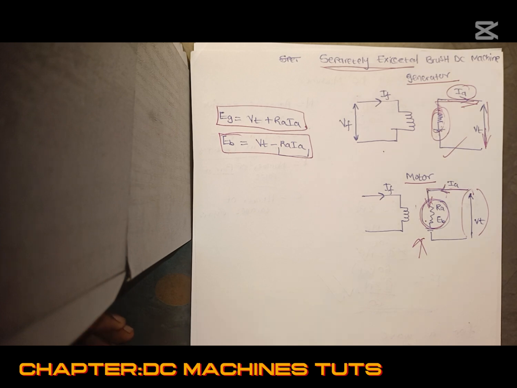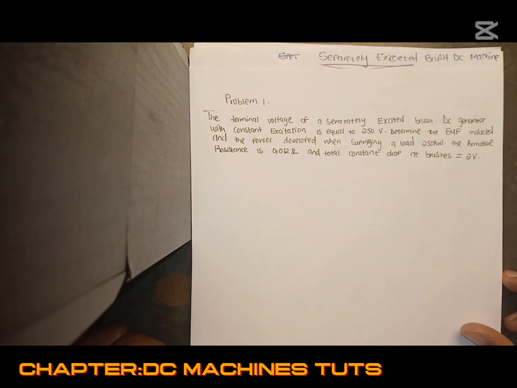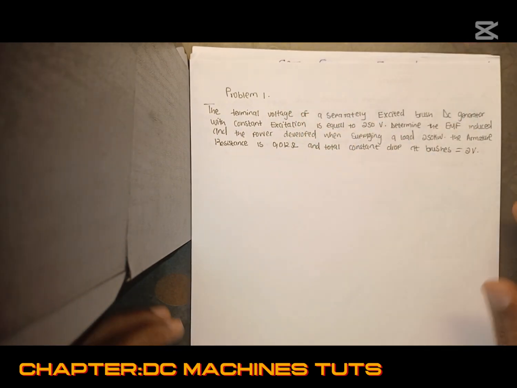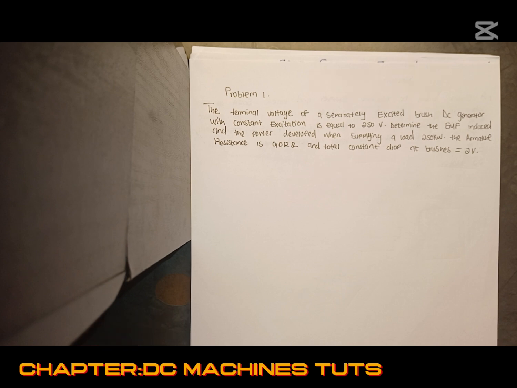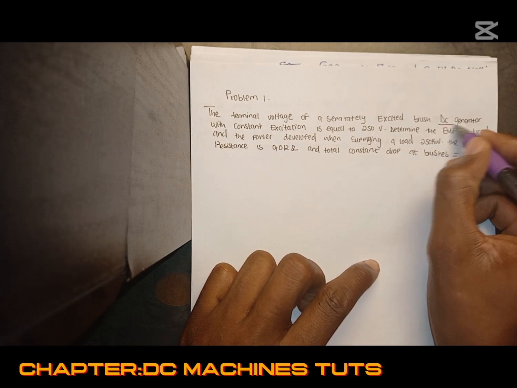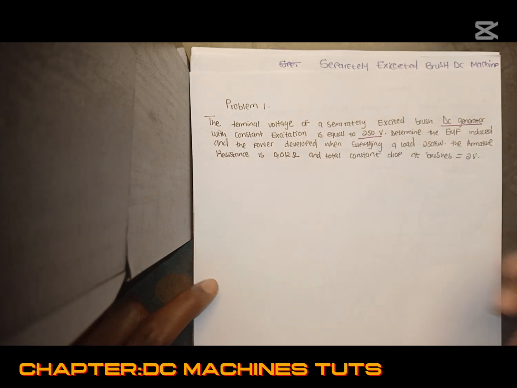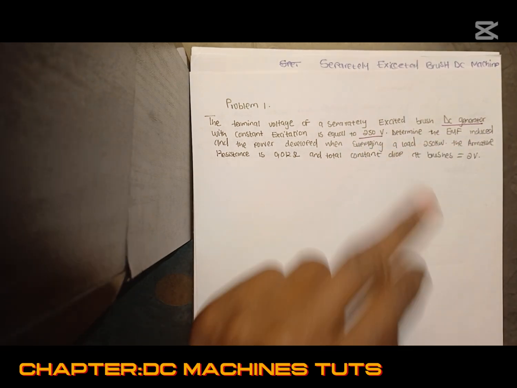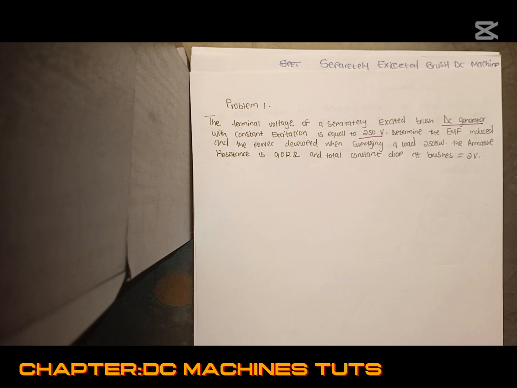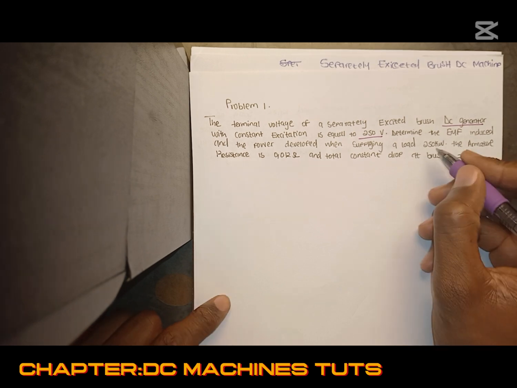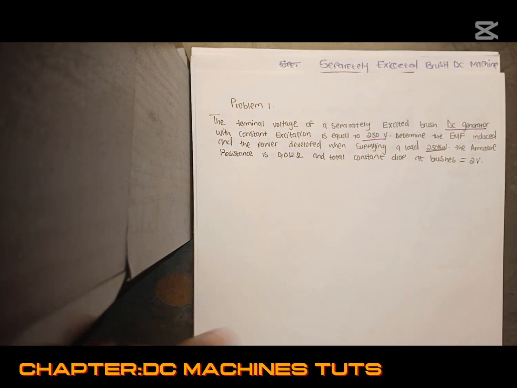Now I am going to answer questions for you, as I am here for that. Problem one, it's always easy. The terminal voltage of a separately excited brush DC generator with a constant excitation is equal to 250 volts, so this is our terminal voltage. Determine the EMF induced and the power developed when supplying a load of 250 kilowatts. So this is our power, and it's in the load, so bear that in mind.